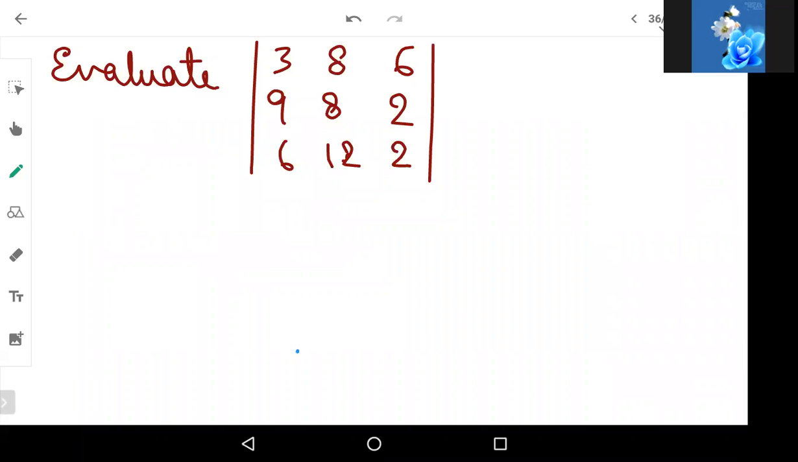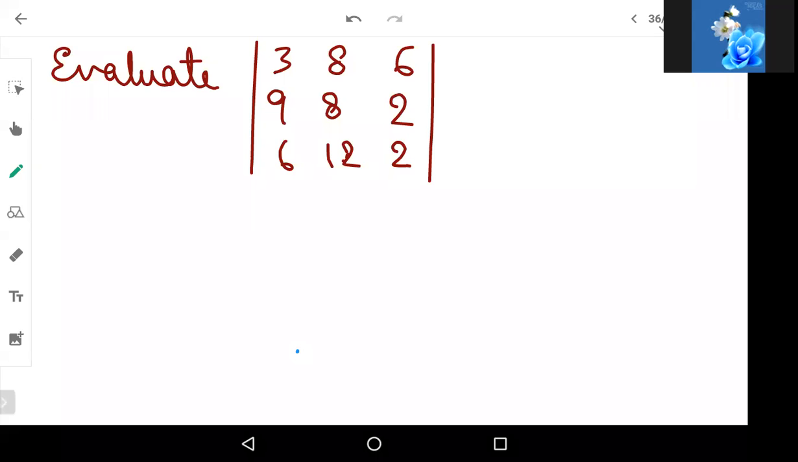Okay, now this is the problem. They will just give you evaluate and they'll give you a 3 into 3 matrix or a determinant. So you are supposed to solve this and find the value of the determinant. Okay, so let us start.